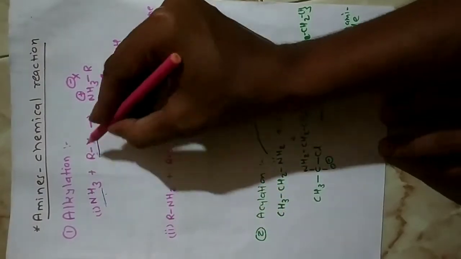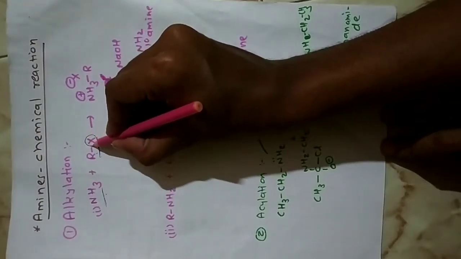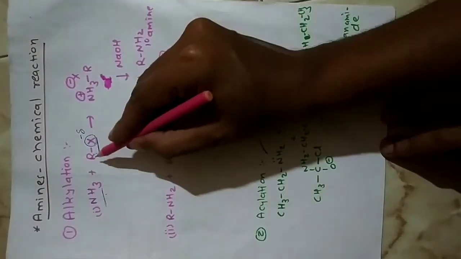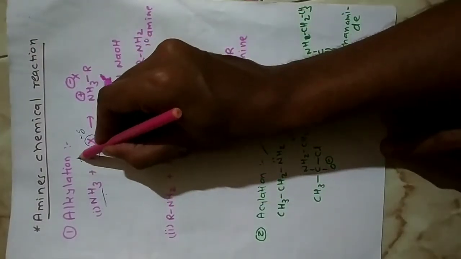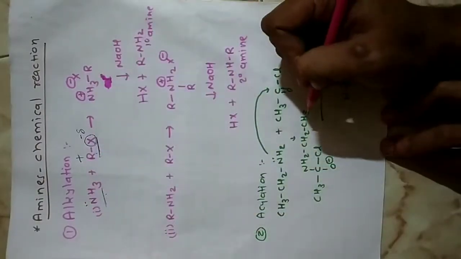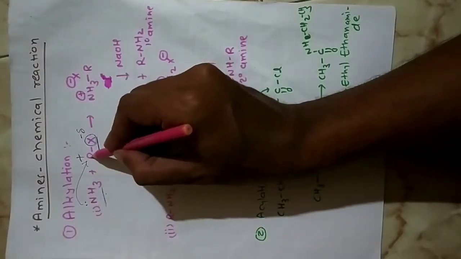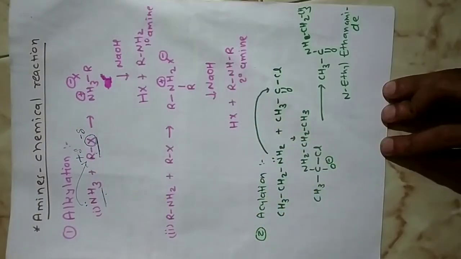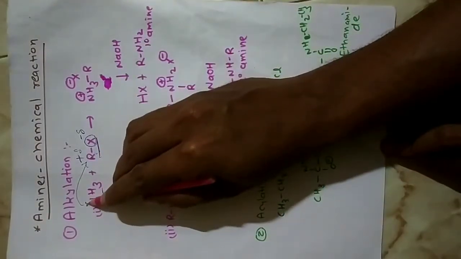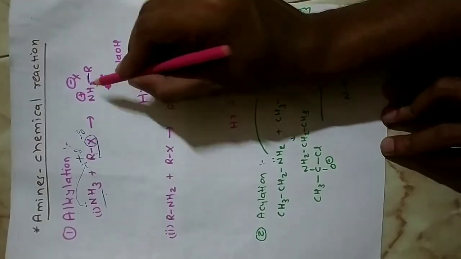Now here, what happens in this alkyl halide? Halogen has more electronegativity, so it becomes partially negative, and the alkyl carbon becomes partially positive. Now ammonia has two non-bonding electrons, so these electrons are attracted towards this partially positive alkyl carbon. These two electrons are used in making this bond, RNH3.